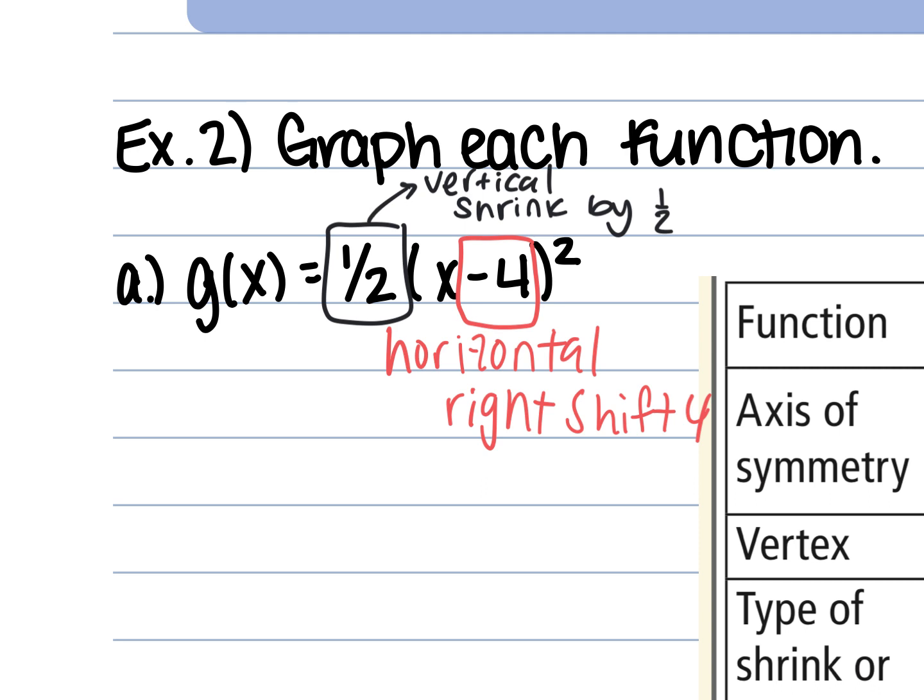All right, so how much did I say we're shifting it? To the right 4. So guess where we start? At the origin, 0, 0. But where are we moving? So move it to the right 4 units. Guess what? This is my vertex. Hooray. Wait, how do you know that's horizontal? It was inside parentheses, correct? I love this formula. Okay.